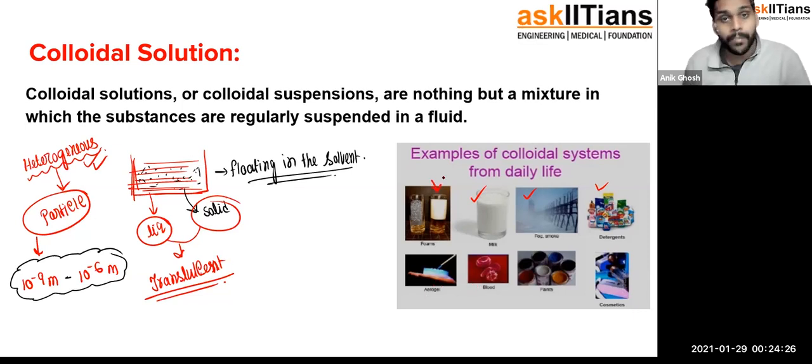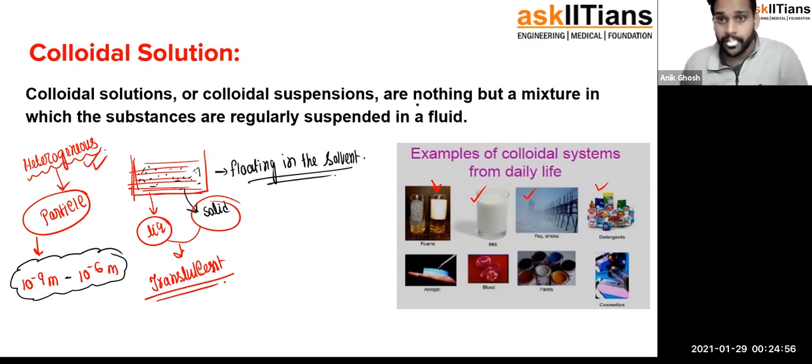Remember, we were separating out blood with the help of centrifugation, and at that moment I told you blood is called a colloidal solution. Colloidal solutions are mixtures where the particle size is near about 1 nanometer to 1 micrometer. If the particles are suspended throughout the solution, they won't settle down. They would be there floating in the solution. This is about the colloidal solution.